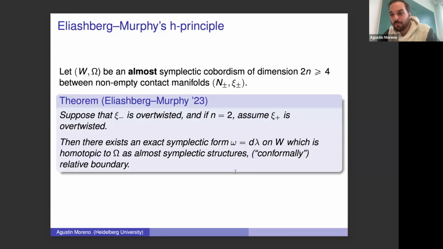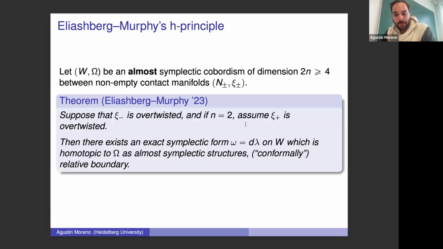It's maybe not a great name, but they cannot on the nose control the contact forms at the boundary, but they allow multiplying by positive functions. So this is a bit of a footnote in the result, which gave me a few headaches, but it won't be an issue for us. But that's the statement, and this will actually be used in our proof.